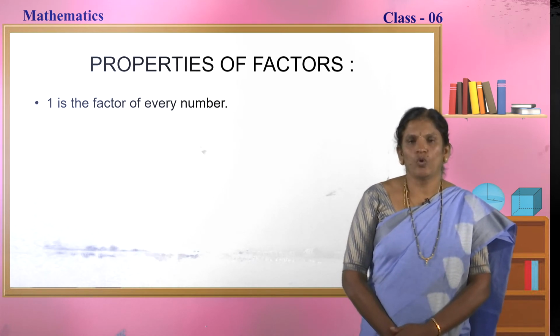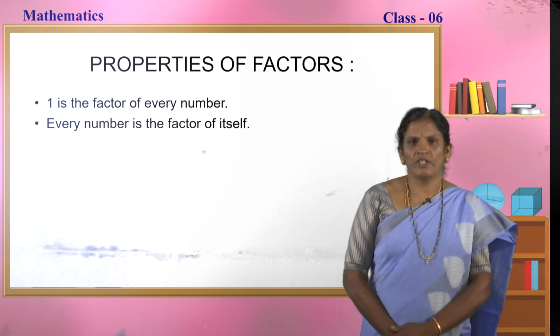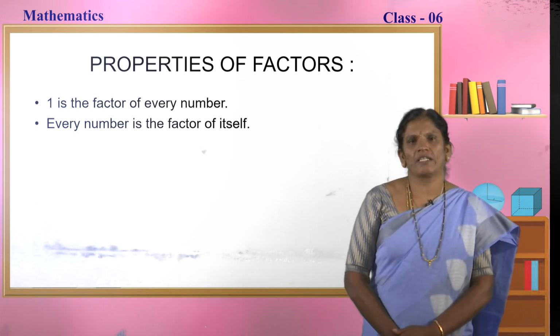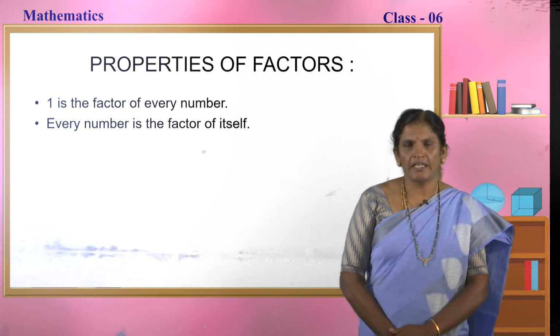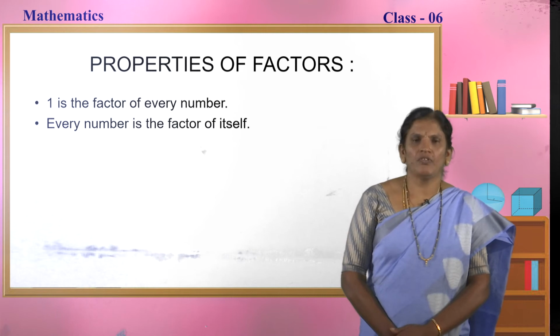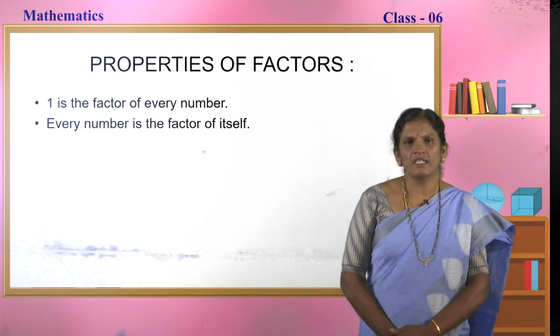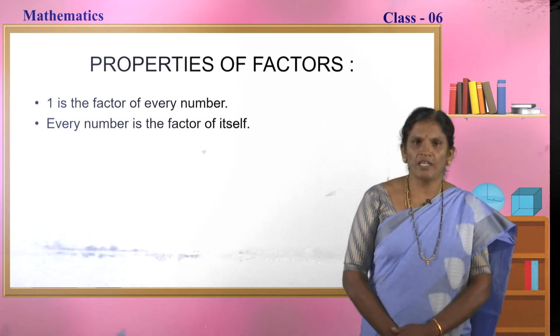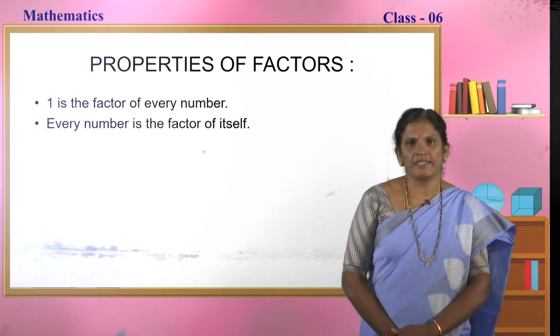First one, 1 is the factor of every number, as you know. Second one, every number is the factor of itself. For example, if you take 8, 8 is the factor of itself. If you take 6, 6 divides the 6, 8 divides the 8. So every number is the factor of itself.